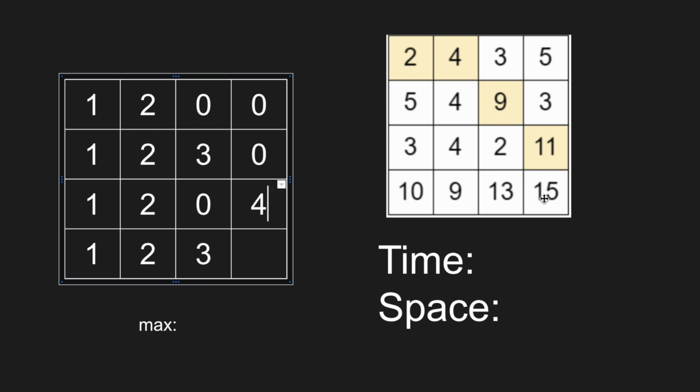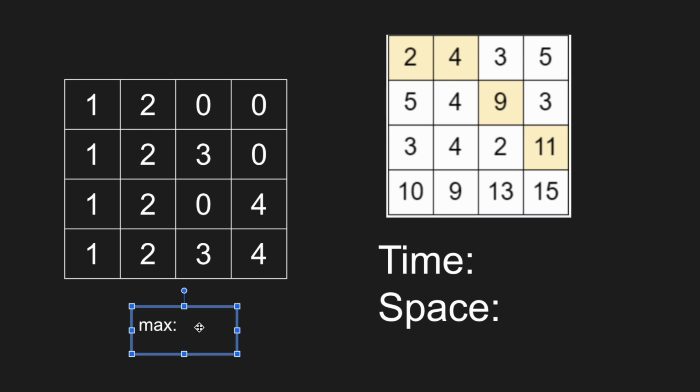Then we look at 15. Is there a path to 15? Yes. 3, 4, 13, 15. And what's the value where 13 is? The value is 3, so we set it to 4. And the result will be the maximum value in the grid minus 1. So the maximum value in the grid is 4, and we subtract 1 from that, which equals 3. So the maximum number of moves would be 3.